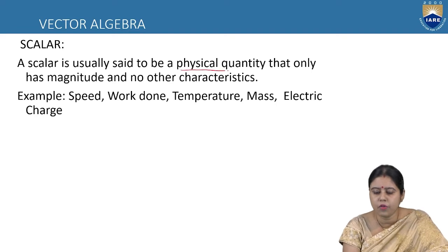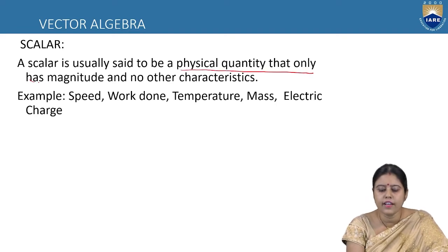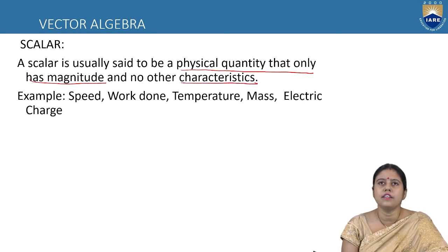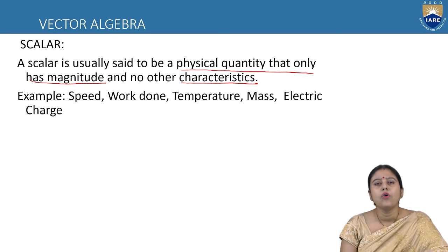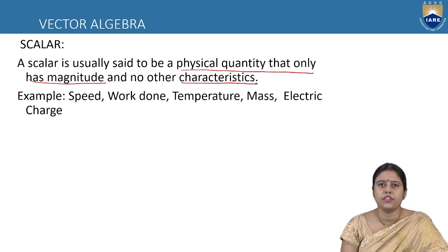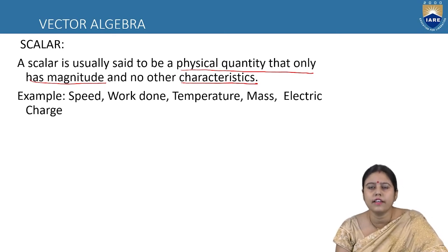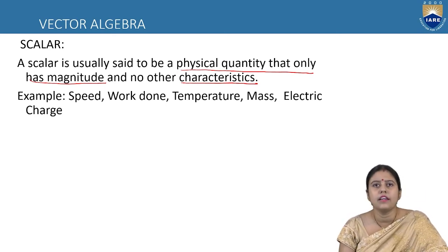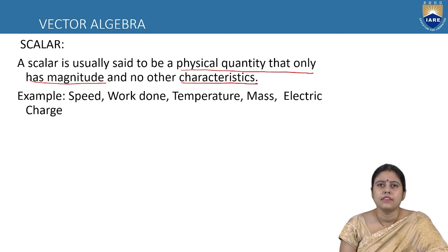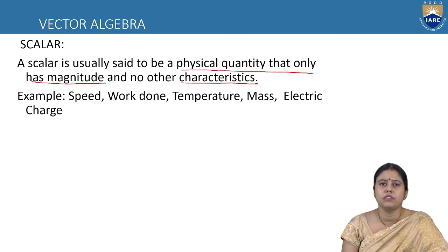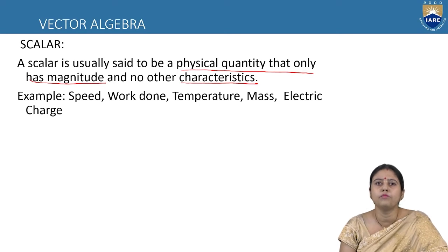It is a physical quantity that only has the magnitude but no other characteristics, meaning it doesn't have any direction. What is the example? Temperature. Temperature has only the magnitude. If we say 20 degrees centigrade, it means a temperature. It has a magnitude but there is no direction. If we say mass, it is also the magnitude. Electrical charge, 5 coulomb, this is also only magnitude.